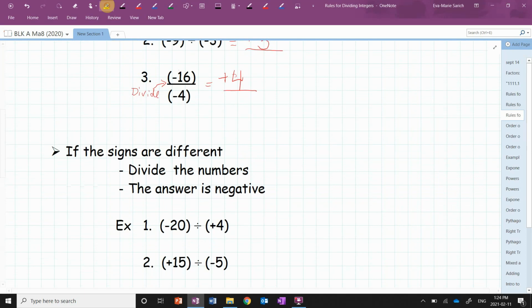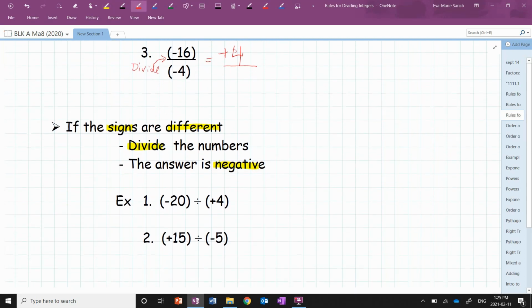So now what happens if the signs are different? So if they're different, we still are going to divide the numbers, okay? But the sign becomes the opposite. So different signs always means a negative, okay? So let's do a few examples again.